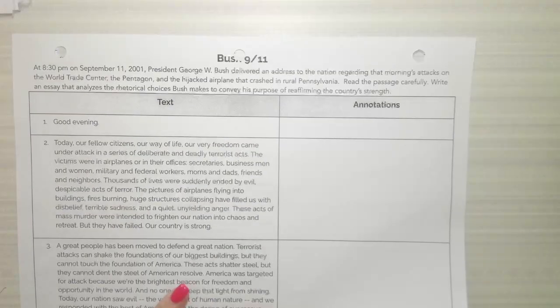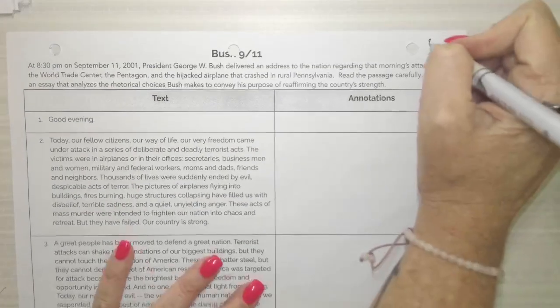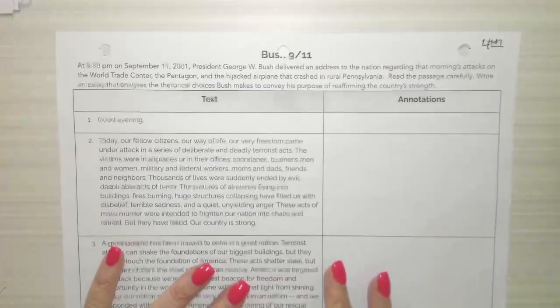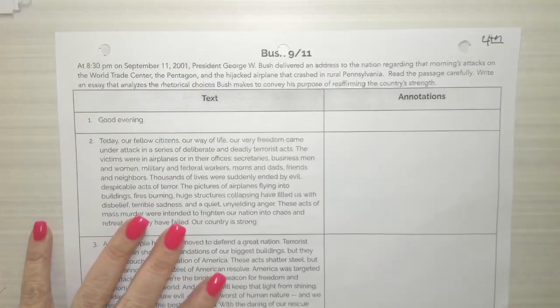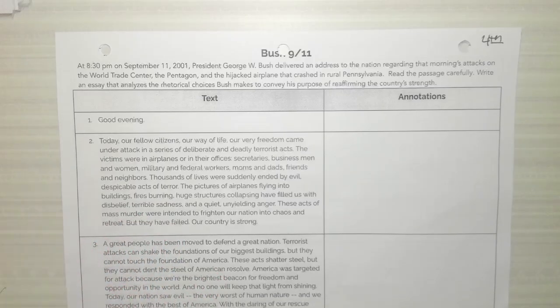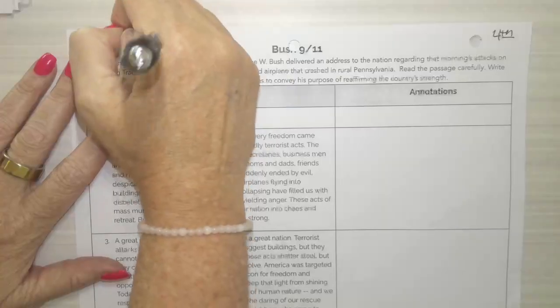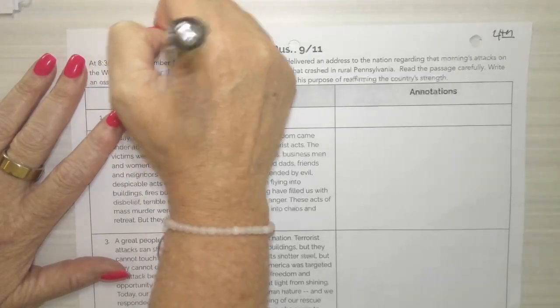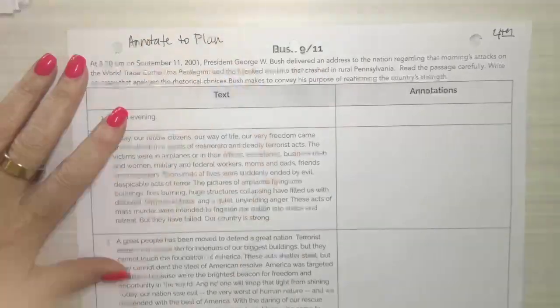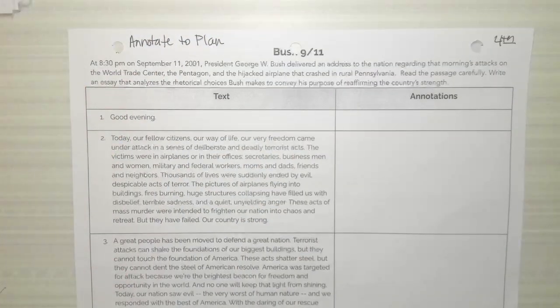Okay, so have out your skill 1 for Bush for sure, and then let's walk our way through annotations and what I expect and what I look for. So when we annotate, our annotation purpose is we annotate to plan. So skill 1 is deconstruction of the prompt, right? Rhetorical situation. Skill 2 is going to be annotations, and we're annotating to plan, which is skill 3. And then skill 4 is writing.